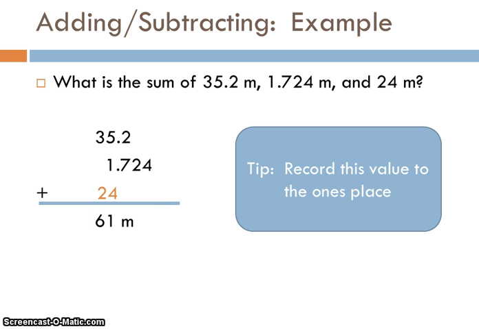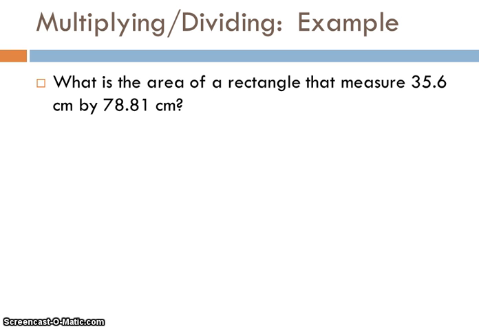All right. For some reason, students have a hard time remembering this rule. I'm not really sure why, but I see it over and over again. So try to embed that in your memory, folks. When you're multiplying and dividing, the rule is a little bit different. We still want to pay attention to the precision, but we're going to do it in a slightly different way. If we want to find the area of a triangle, say, that measures 35.6 centimeters by 78.81 centimeters, right, we're going to multiply. All right.